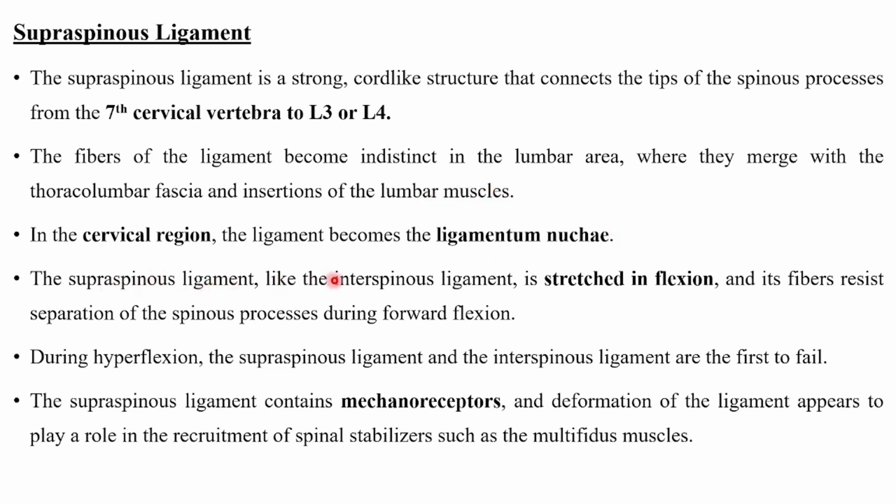The supraspinous ligament, like the interspinous ligament, is stretched in flexion and its fibers resist separation of the spinous processes during forward flexion. During hyperflexion, the supraspinous ligament and the interspinous ligament are the first to fail. Like I already mentioned in the previous slides on the interspinous ligament, both these ligaments will get damaged during hyperflexion. The supraspinous ligament contains mechanoreceptors, and deformation of this ligament appears to play a role in the recruitment of spinal stabilizers such as the multifidus muscles.